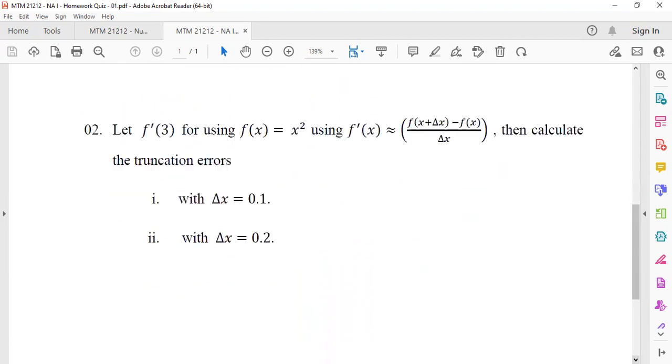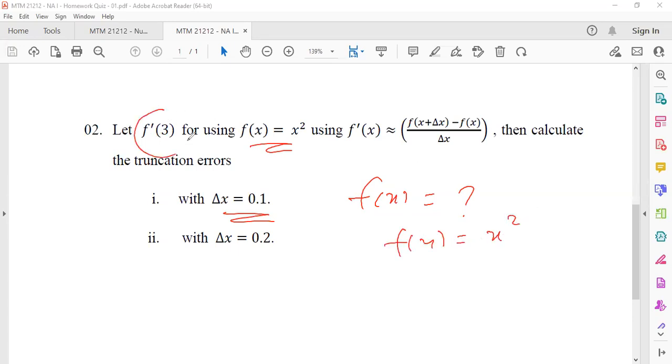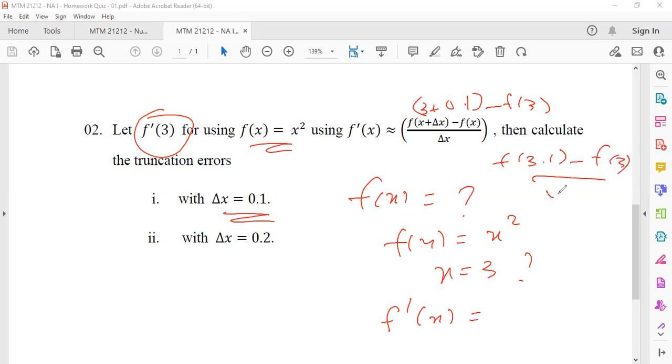And the next one is the thing I have told you. I will explain how to do this question and finish up quickly. What you have to do: f of x is what? For this delta x, this is f(x). F of x is x square. So f dash at x equal to 3, what is it? Then you find the difference: if you add 3 plus 0.1 minus f of 3, it means f of 3 plus 0.1 minus f of 3, divided by 0.1. Calculate this value.